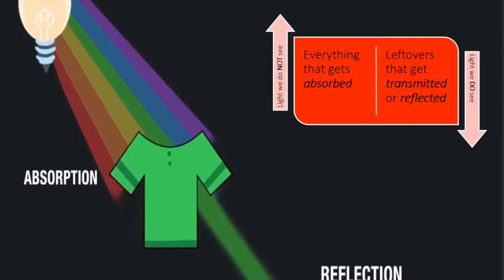This brings up an important question. If the full rainbow of colors is being shined on this shirt, why do we only see green? As the diagram in the top right explains, the colors of light we do not see are all the wavelengths in the visible spectrum that get absorbed, whereas the leftovers, which can't get absorbed, green in this case, get transmitted through the object, or reflected back, and then projected onto the retinas of our eyes. So that's why we see the green light coming out of the shirt on the bottom of the screen. It's reflecting back off the shirt.